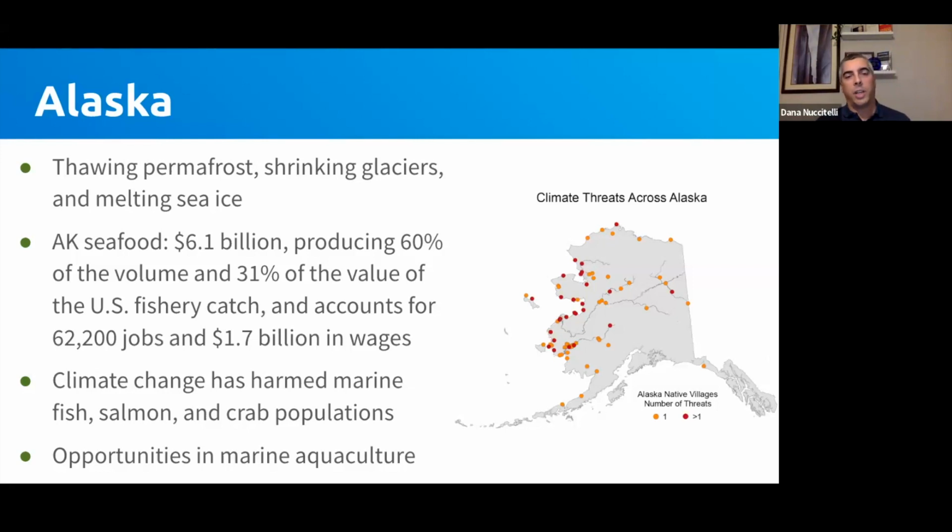And climate change has already harmed marine fish and salmon and crab populations in Alaska. The good news there is that there are opportunities for marine aquaculture, for fish farming, to kind of make our fish industry there more resilient against climate change.